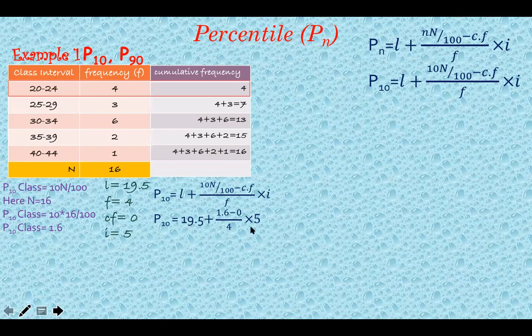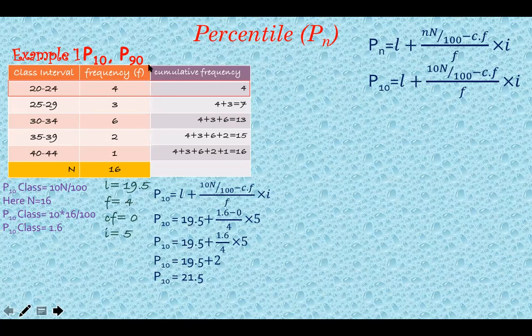The exact frequency is 4 and the class size of the class interval is 5. Then when we calculate this, it comes out to be 21.5. That means the 10th percentile of this data set is 21.5. And we have to find another point, that is P90.